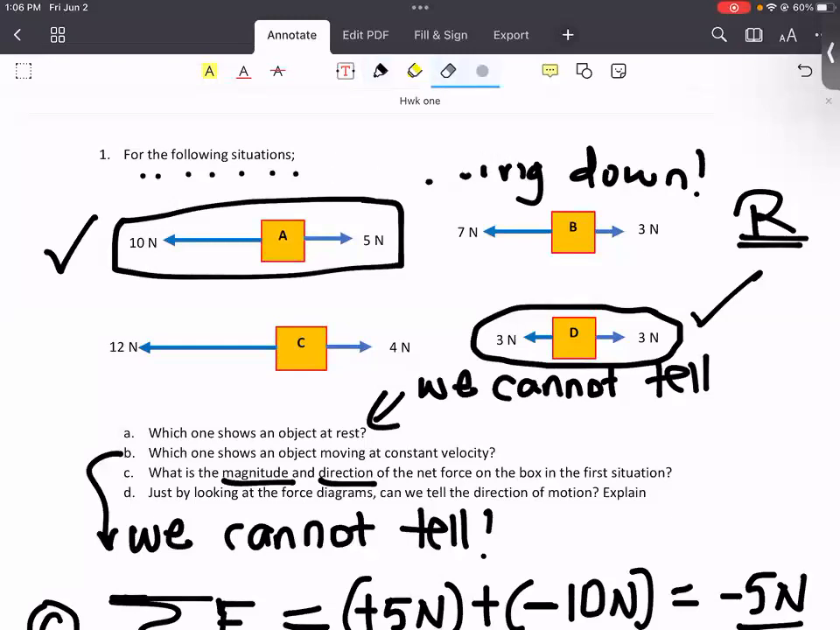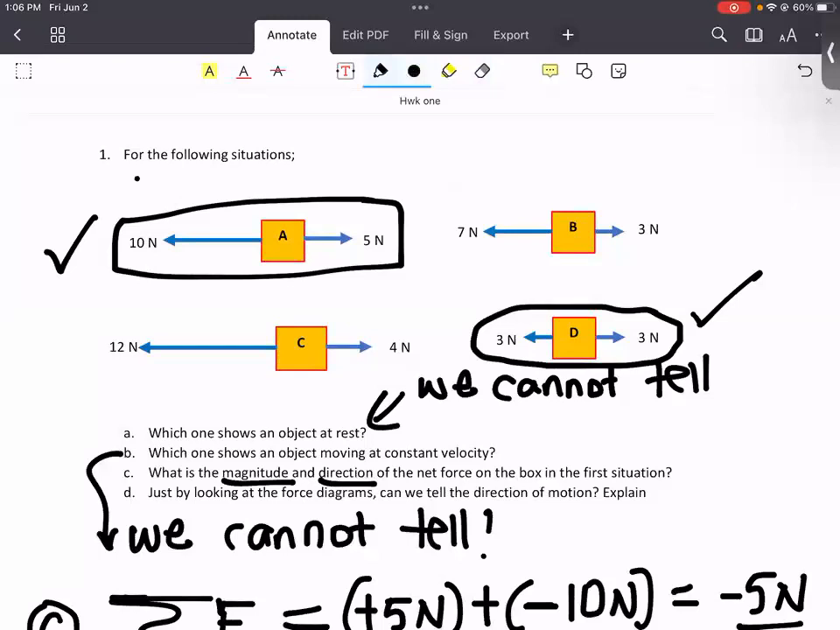It's possible also that this object could actually be going to the left. In this case, this could be the case if you know the initial condition of the problem, if you know any other information about the object prior to the forces acting on it. So we cannot tell right now.